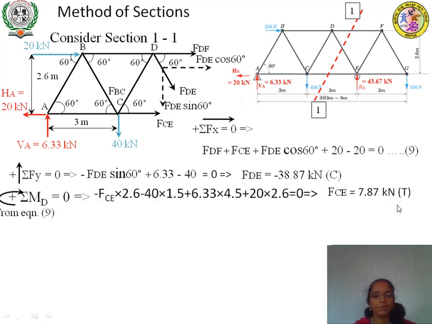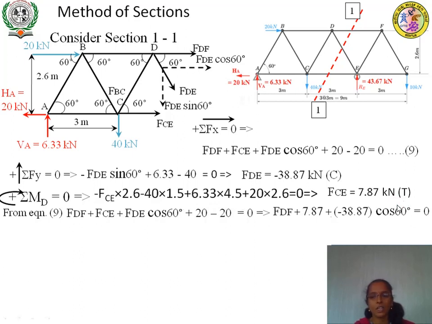Okay, substitute back into equation 9, we can obtain FDF. So FDF plus 7.87, CE 7.87, and DE is minus 38.87 cos 60. If you simplify it, FDF is 11.56 kilonewton.